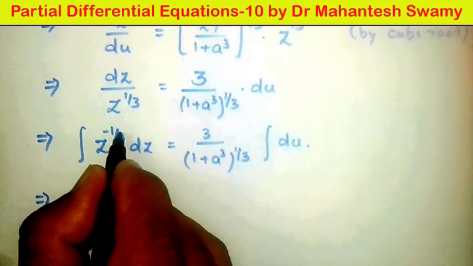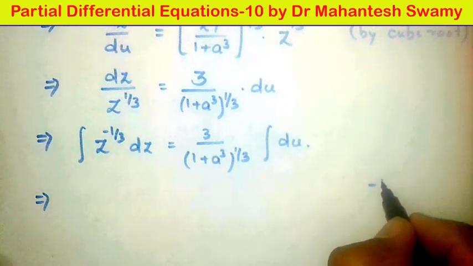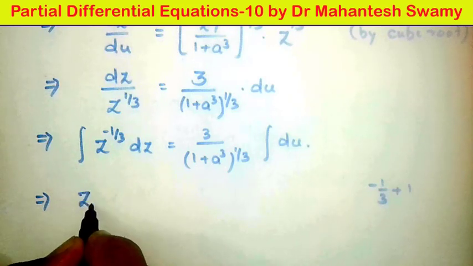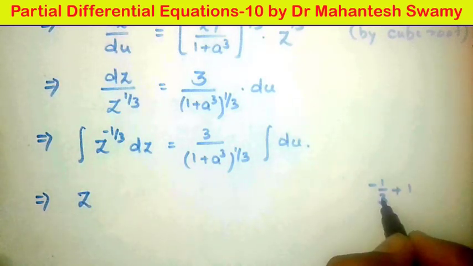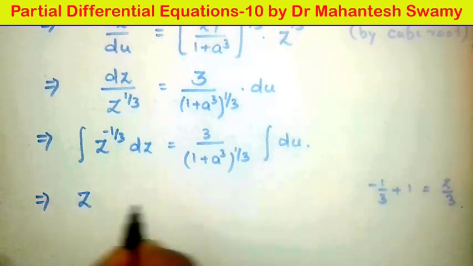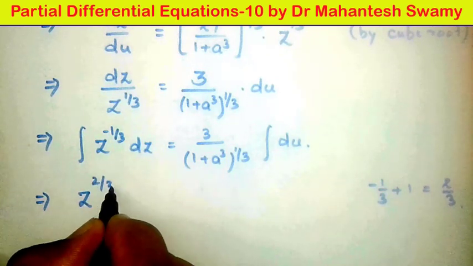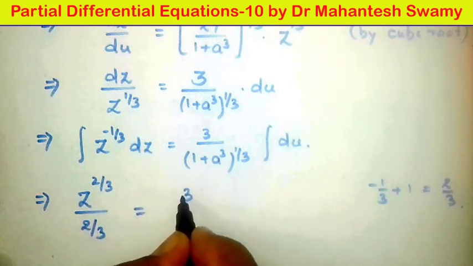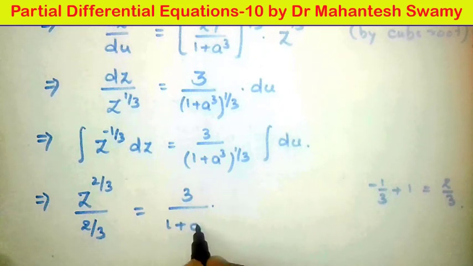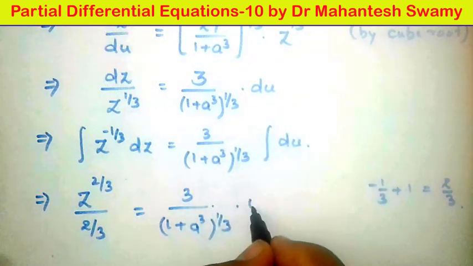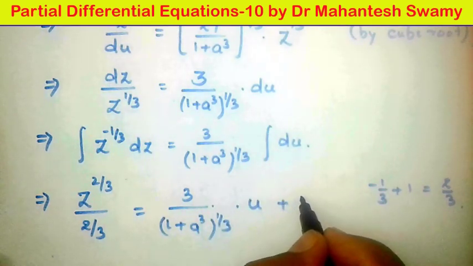That implies z to the power of minus 1 by 3 plus 1 divided by minus 1 by 3 plus 1 we have to write. So minus 1 by 3 plus 1 is actually 2 by 3. So it is going to be z to the power 2 by 3 divided by 2 by 3 equals 3 divided by 1 plus a cube whole to the power 1 by 3 into the integration of 1 with respect to u, which is u plus some constant of integration c.